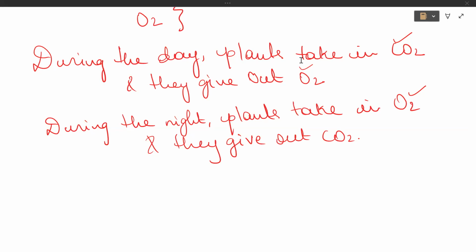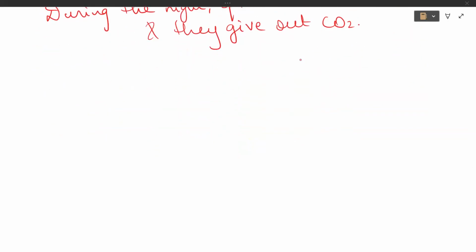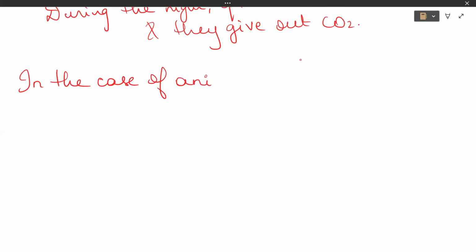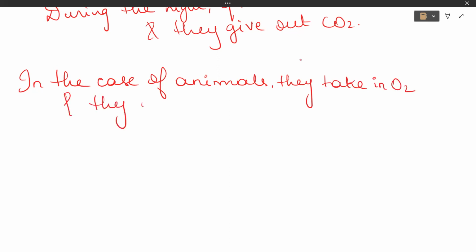Understood? Now, in the case of animals, what is the gas that we take in? O2. Yes. So the animals take in oxygen from the atmosphere and give out CO2, they give out carbon dioxide. This happens in the case of animals, but in the case of plants, it is very different, isn't it? Now see, we are talking about the animals, so you might be assuming it on the land, like we live on the land.